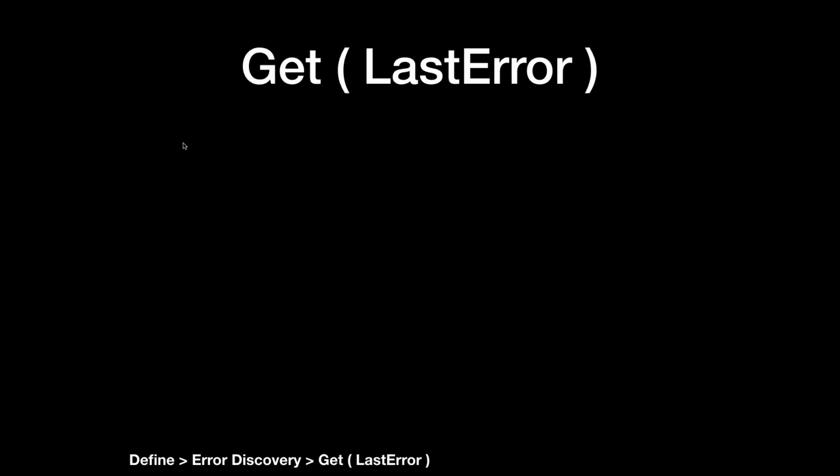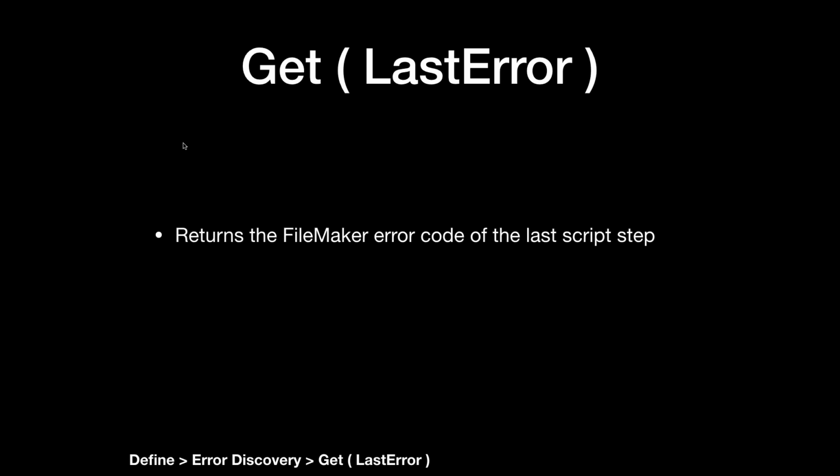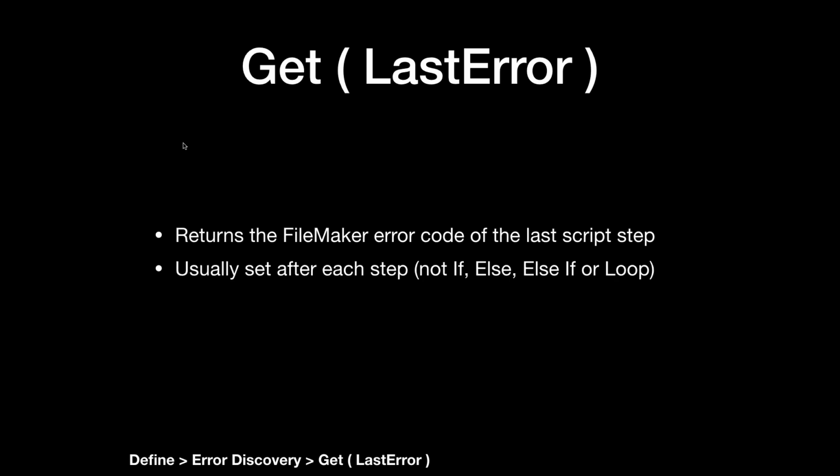Okay, let's start with getLastError. I'm sure you'll mostly be familiar with this. It returns the FileMaker error code of the last script step. It's usually set after every script step, but not always. I'm sure I don't know every exception, but the obvious exceptions are that an if, a control structure, will not reset last error. So if you have a find that doesn't return any records, getLastError will hold 401. If you then had an if control structure that you entered into, entering into the structure does not clear the last error. It stays available in getLastError.